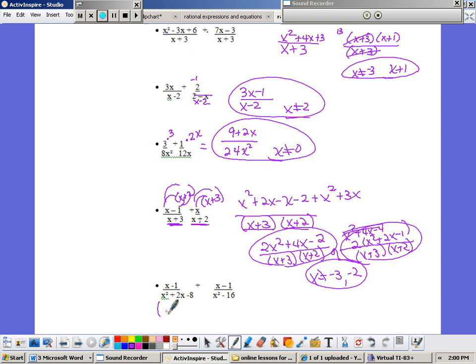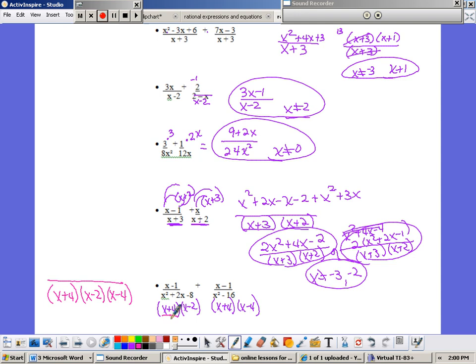Okay, I've got to factor the denominator before I can tell if they have anything in common or not. So I factored it. What do they have in common? Well, they have an x plus 4 in common. That means I don't have to write x plus 4 twice. I can just write it once. What don't they have in common? Well, they don't have an x minus 2 and an x minus 4 in common.